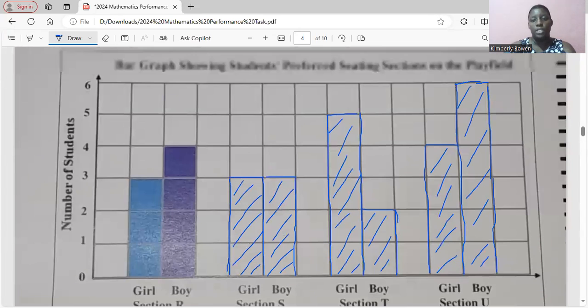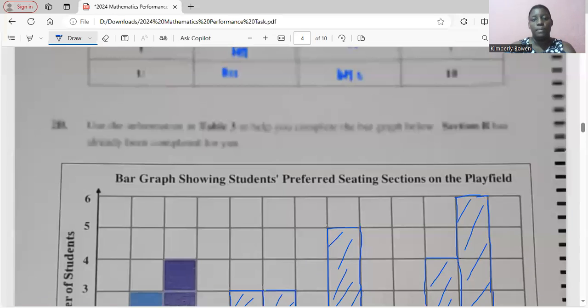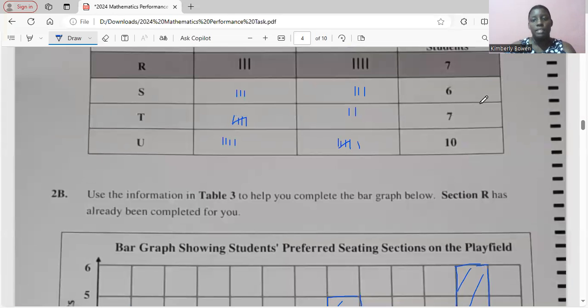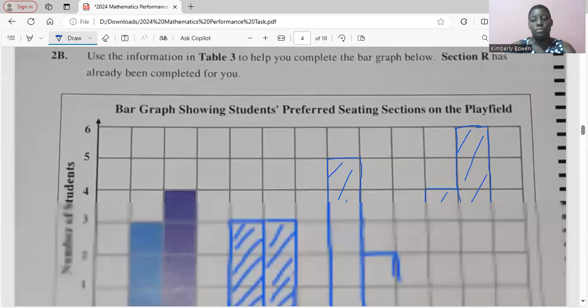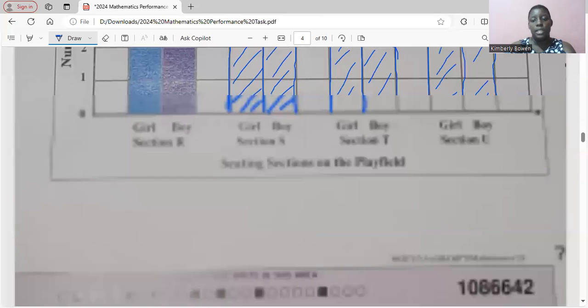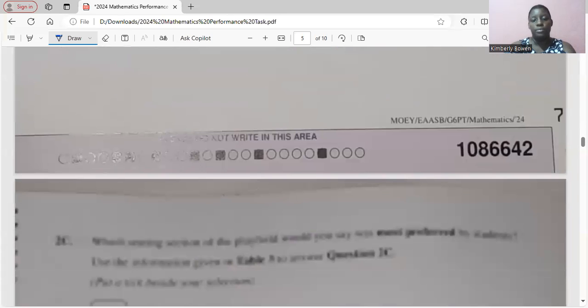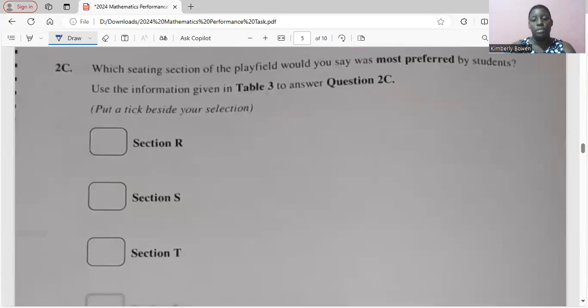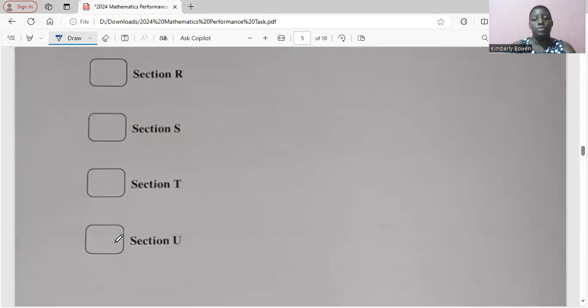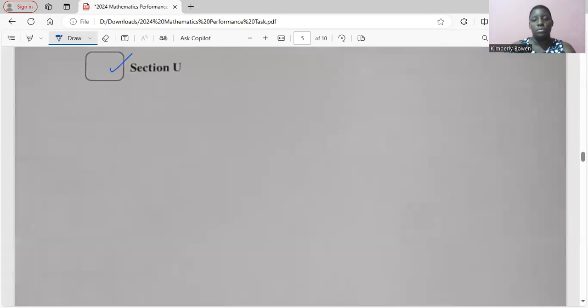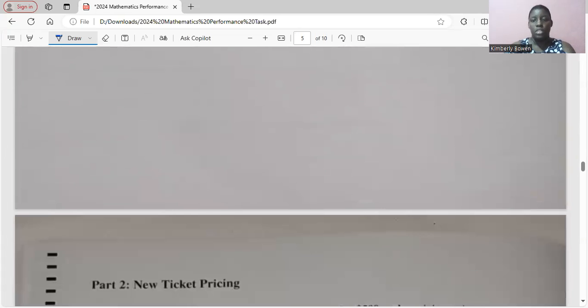That's the one that looks like U so far, but let me just check. It says definitely U. So U had 10, the larger number. Section U. So there you have it.